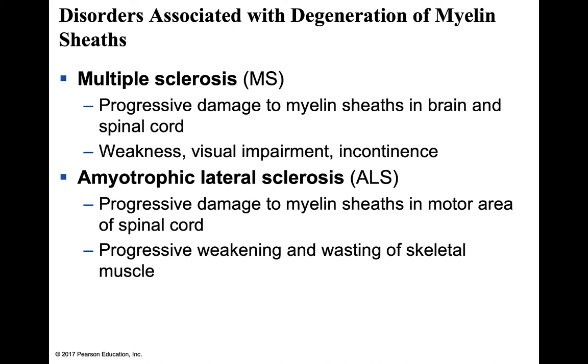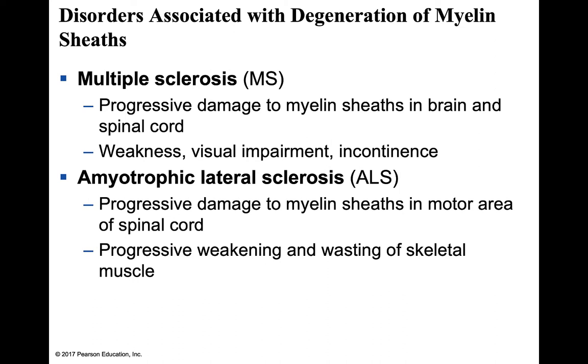You may know some people that have multiple sclerosis. This is known as an autoimmune disease, and autoimmune diseases are those where the body starts to attack its own cells. MS is a really good example of that. Common symptoms associated with this are weakness, visual impairment, and incontinence.